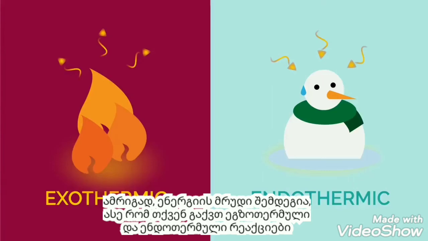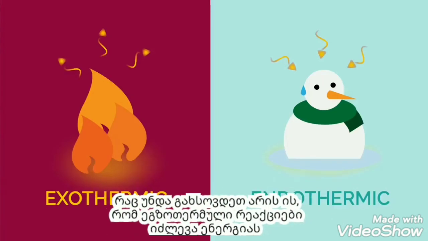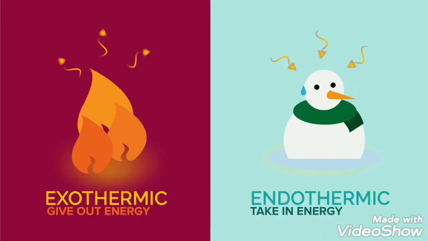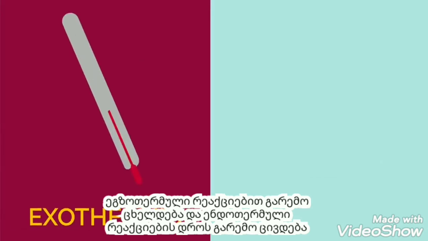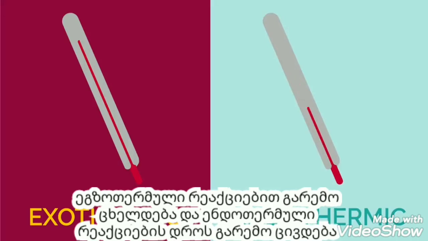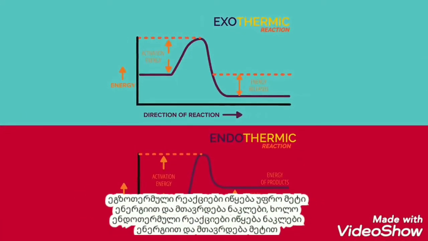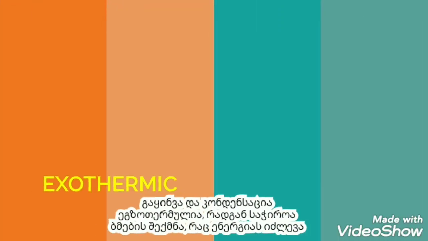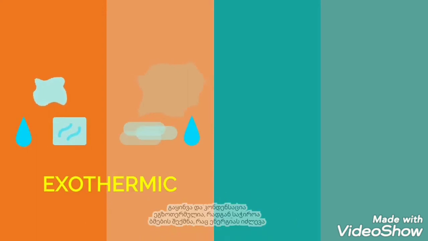So there you have exothermic and endothermic reactions. All you need to remember is that exothermic reactions give out energy and endothermic reactions take in energy. Both can be detected with a thermometer. In exothermic reactions, the surroundings get hotter, and in endothermic reactions, the surroundings get colder. Exothermic reactions start with more energy and end with less, while endothermic reactions start with less energy and end with more. Freezing and condensation are exothermic because bonds need to be made, which gives out energy.